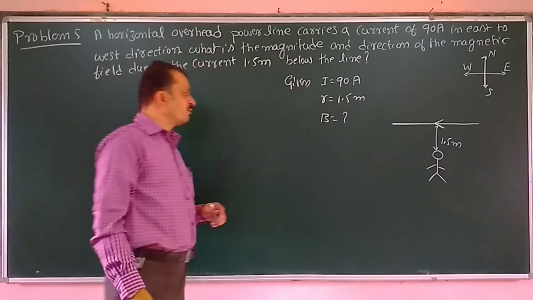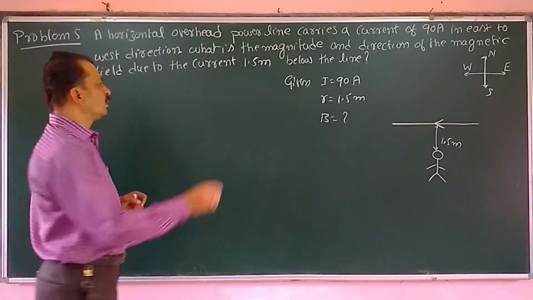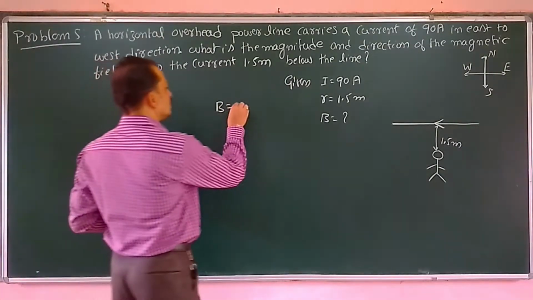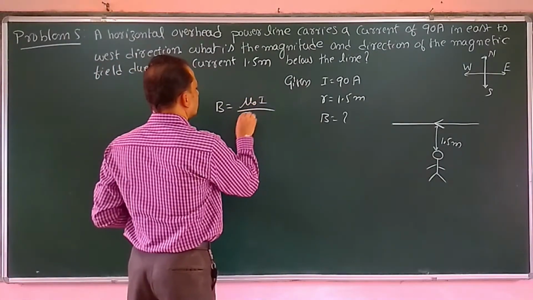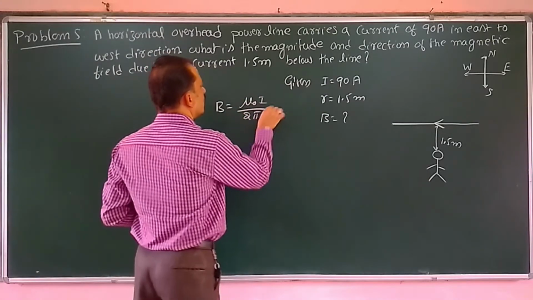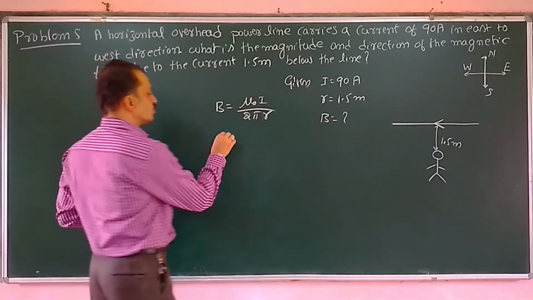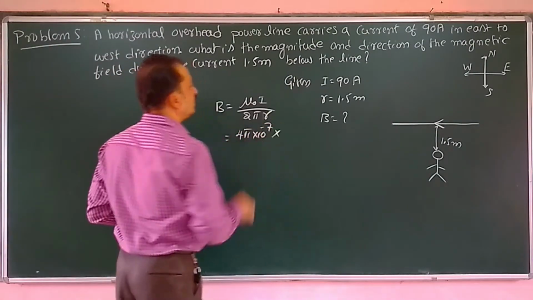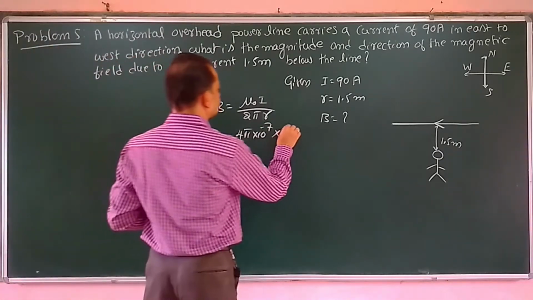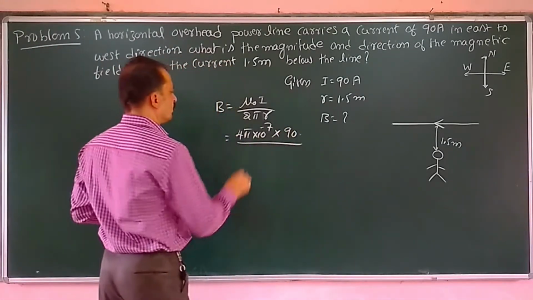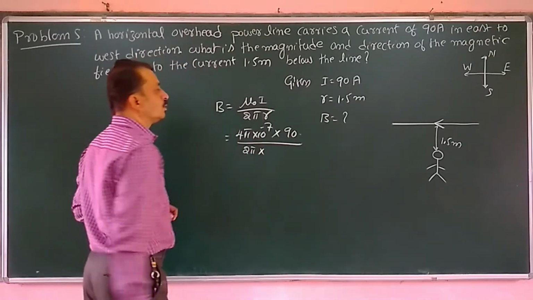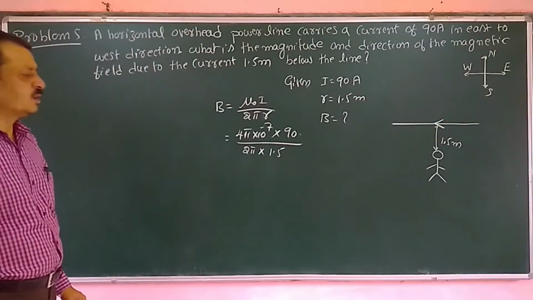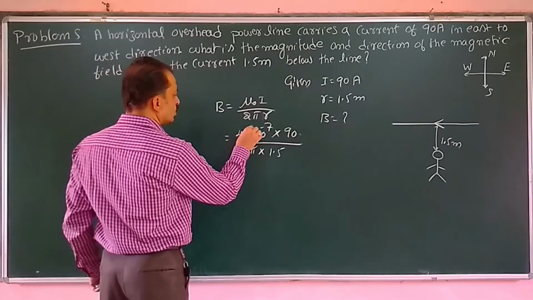What is the magnitude of the magnetic field? We are familiar with the formula. The magnetic field due to a current carrying wire is mu naught I divided by 2 pi r. Simple formula. Substitute the values. So it is 4 pi into 10 raised to minus 7. Current is 90 divided by 2 pi into distance is 1.5.